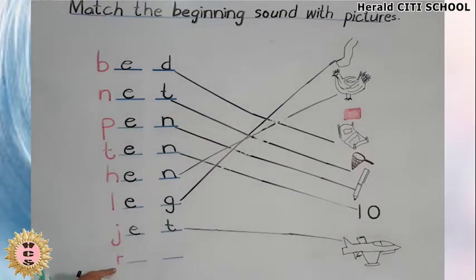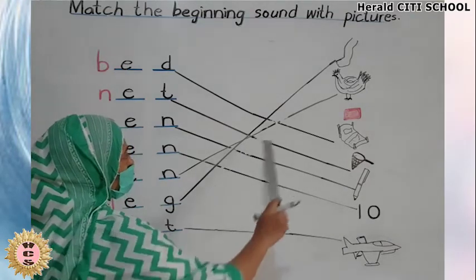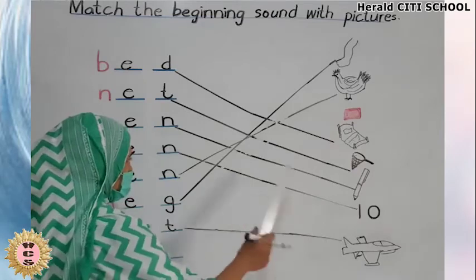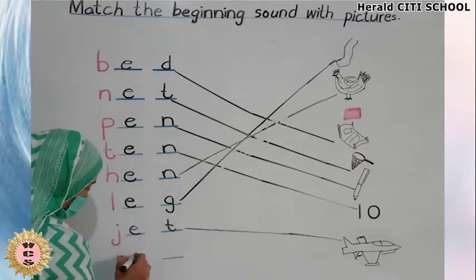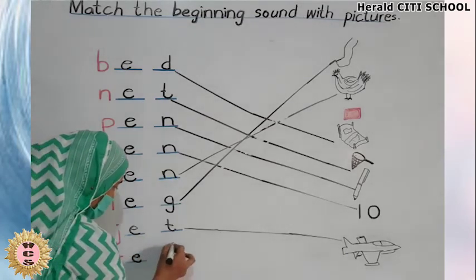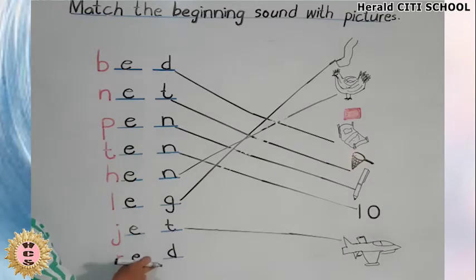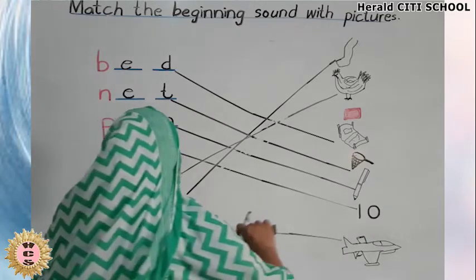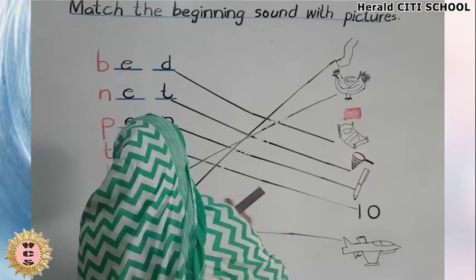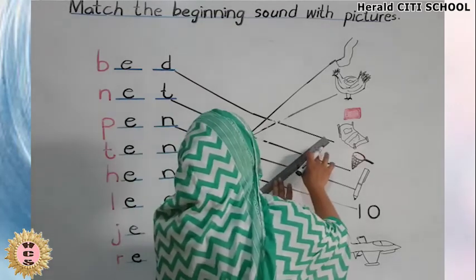Children, this is R, and the sound of R is R. And which picture starts from the sound of R? Red. Yes. And the spelling of red is R E D. What is the spelling of red? R E D, red. Now children, we will match the spelling of red to the picture of red.